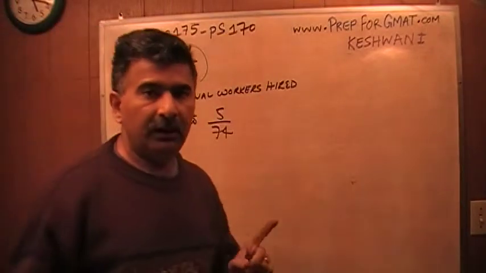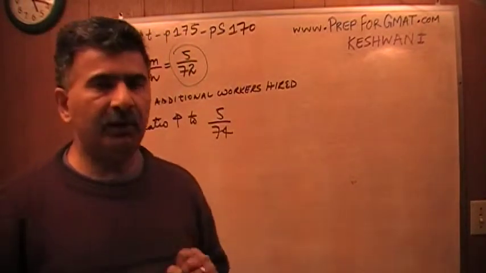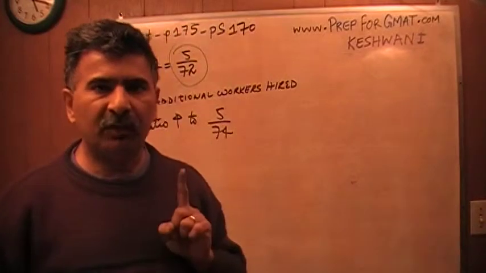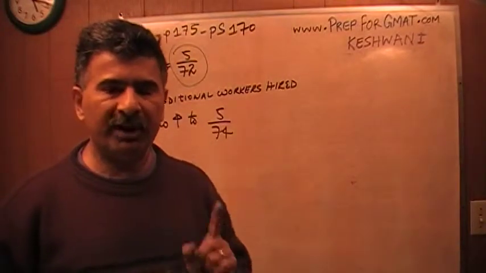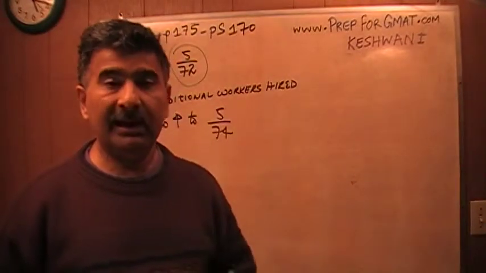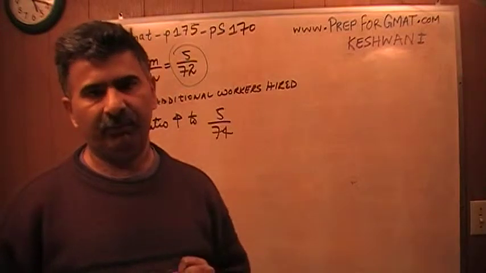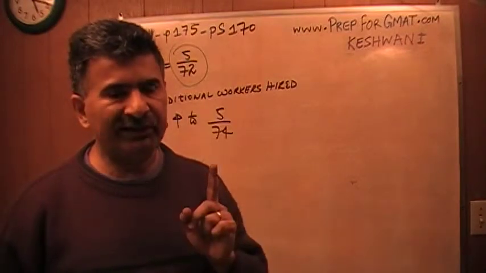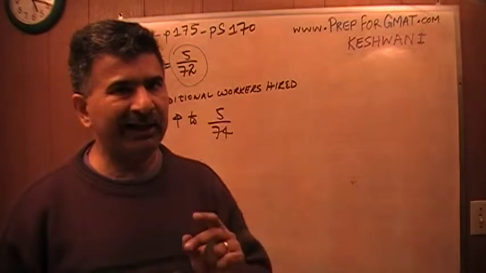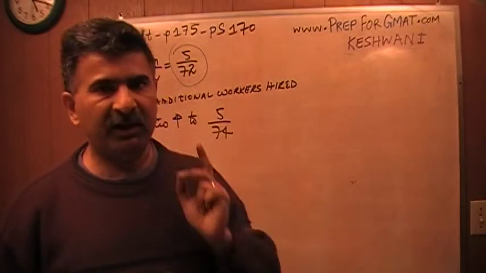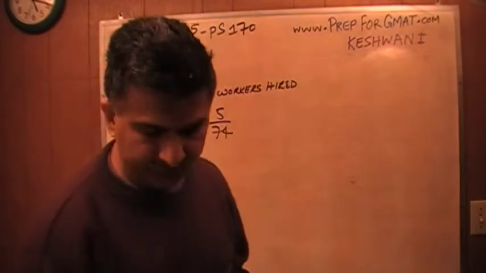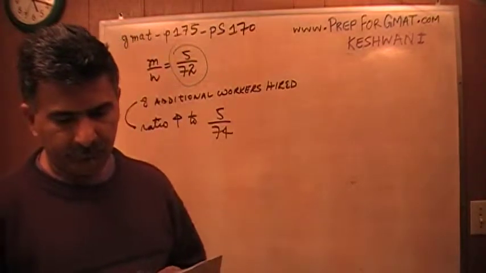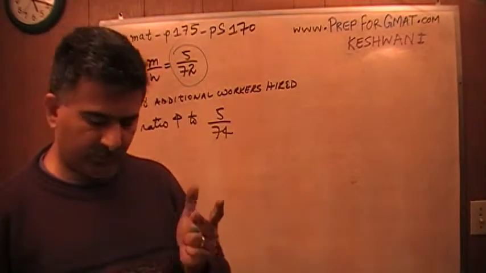That piece alone tells me that whatever the total number of managers is in that company has to be some multiple of 5. The total number of managers in this firm cannot be 13 or 18 or 29, it has to be some multiple of 5. What is the question asking? How many managers does the company have? They're asking how many.